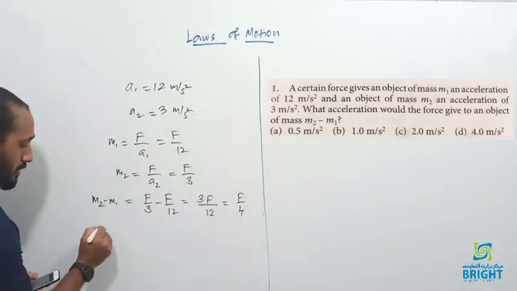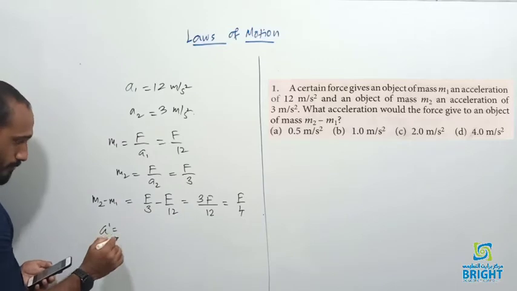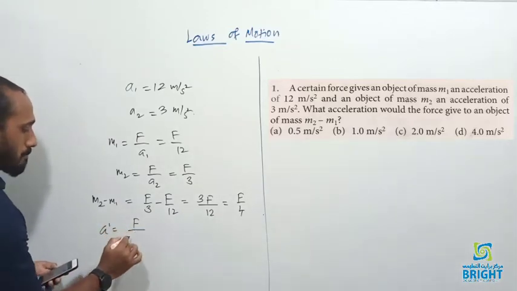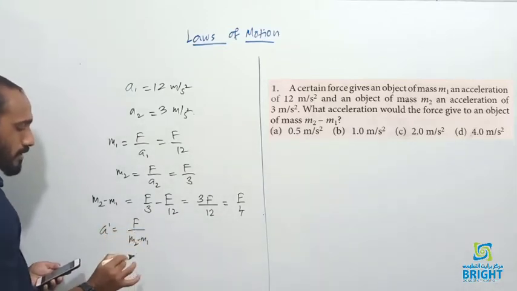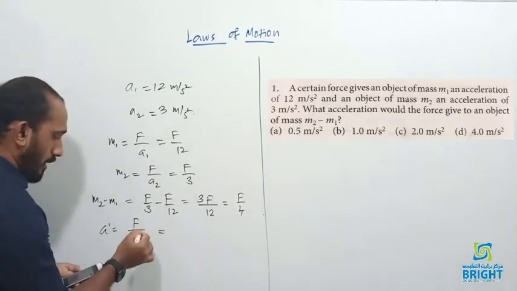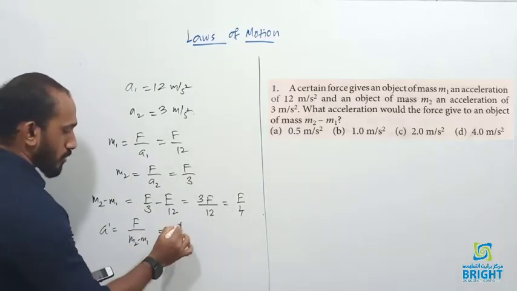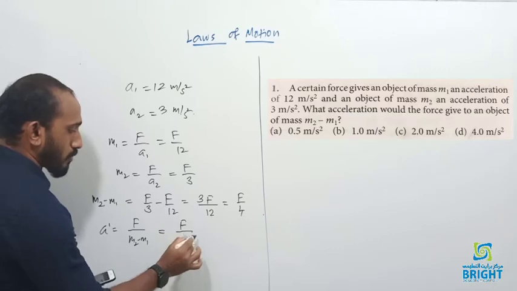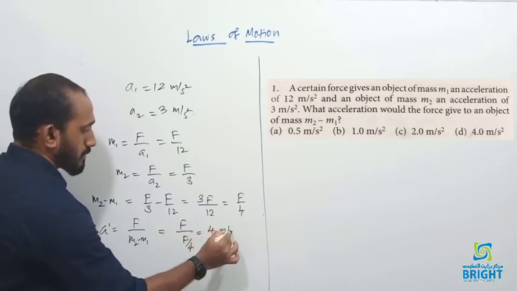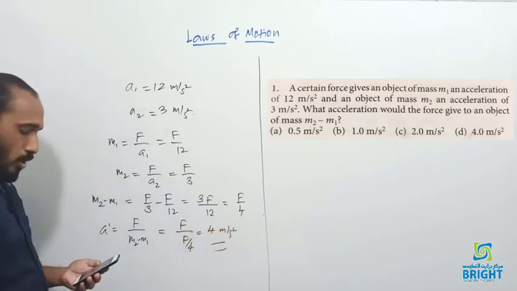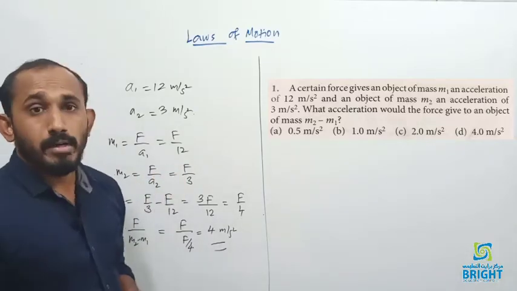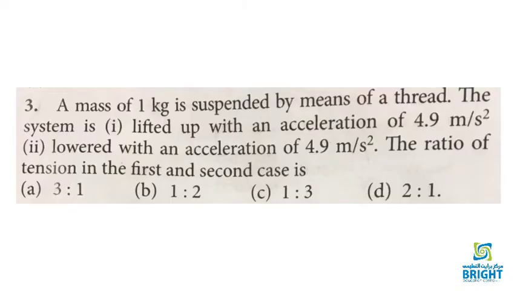Now the resultant acceleration is equal to force by mass m2 minus m1. So that is equal to F by (m2 minus m1), so F by F by 4. That is nothing but 4 meter per second square. So the option is D, 4 meter per second square. We can see one more question.